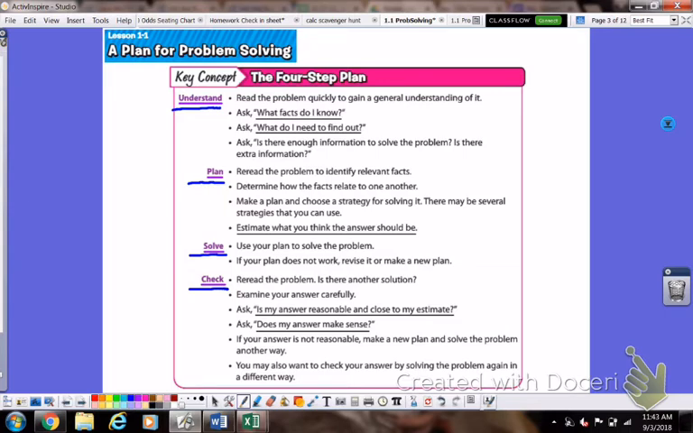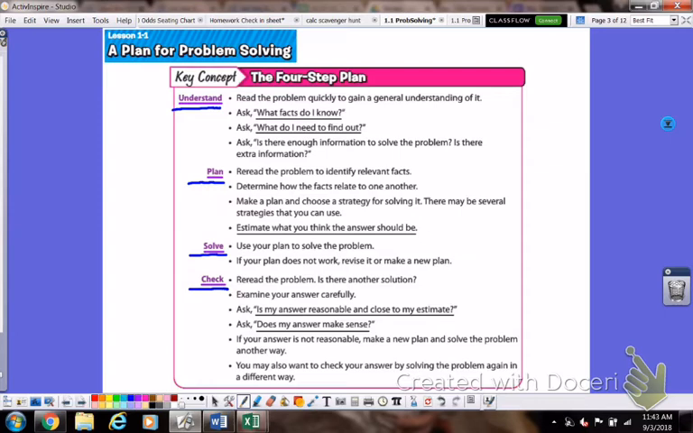Under our understanding step, we want to read the problem quickly to gain a general understanding of it. And after we've read it, ask ourselves questions like, what facts do I know, or what do I need to find out? And then, is there enough information to solve the problem, or is there extra information? We always want to find out if we actually know enough, and also go through and maybe cross out things that we don't need to know so that they don't distract us. Once we feel that we have an understanding, we're going to move on to that plan step.